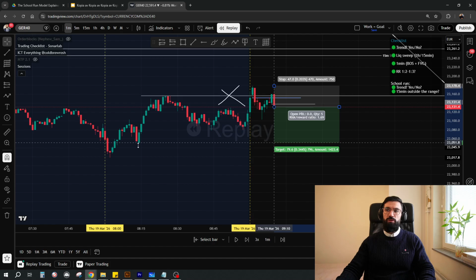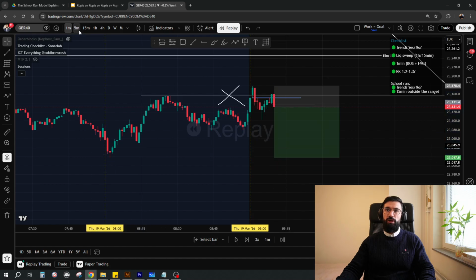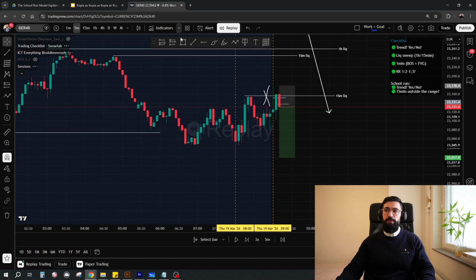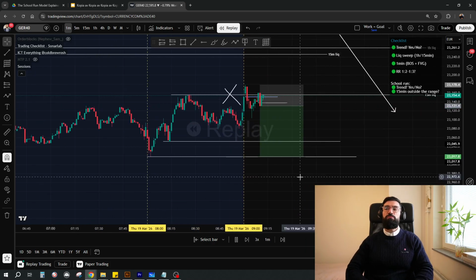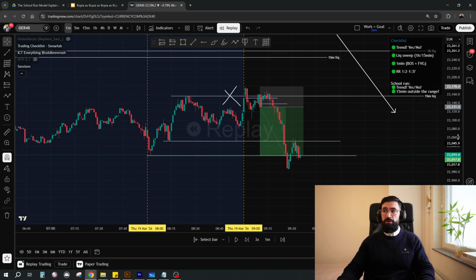Probably this low, the first take profit, and the second low. This low right here, and this low right here, right? I enter the trade. One, two, take profits hit. And this is how it works.